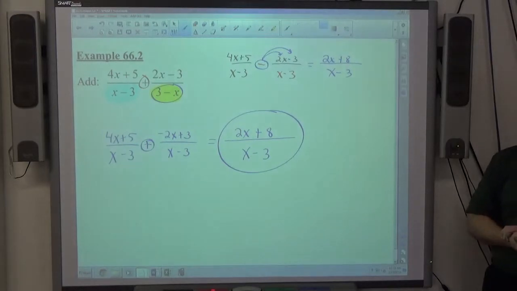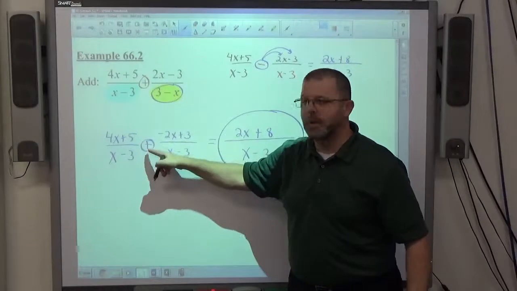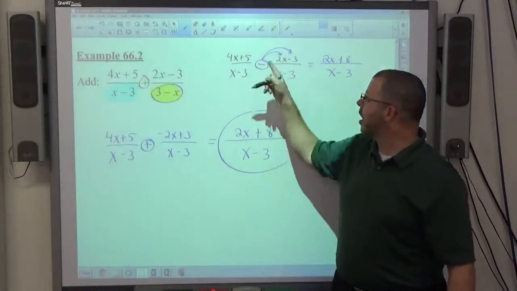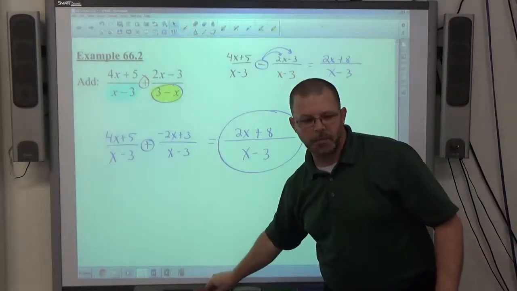So be careful that, again, plus in the middle is better than minus. So if you have an opportunity to have plus in the middle, it's better to keep it that way. If you start off with a minus, I always change the minus to a plus, and I change the other thing that I have to change to make the common denominators occur.